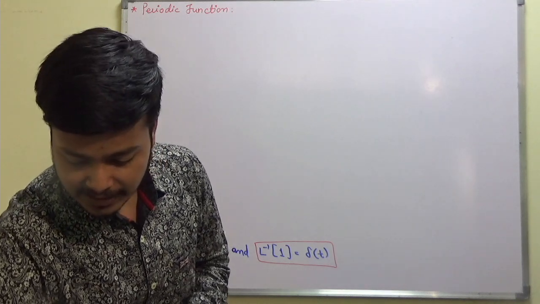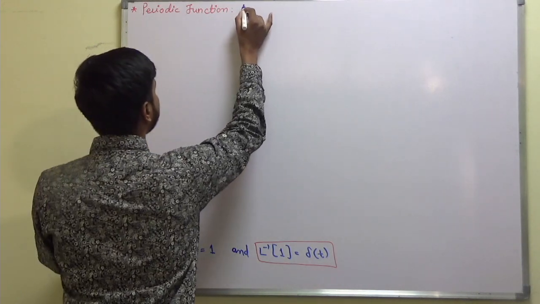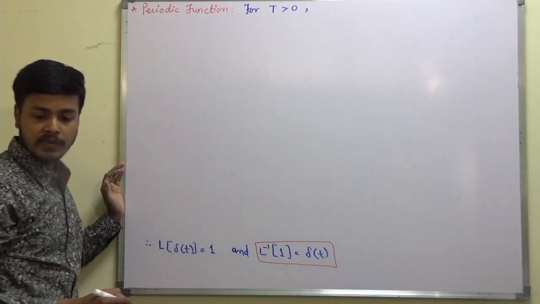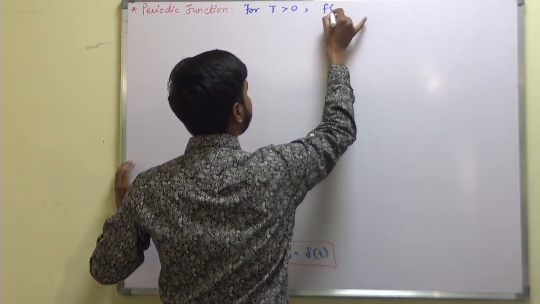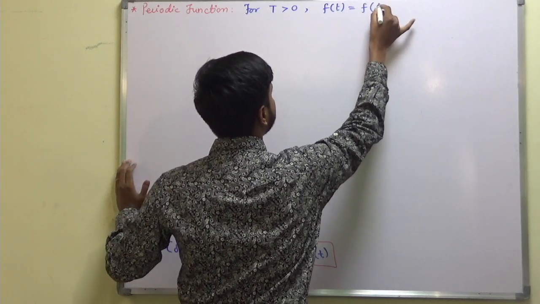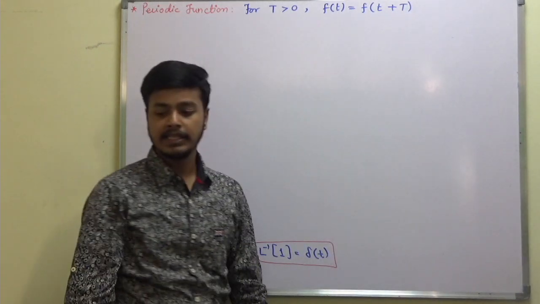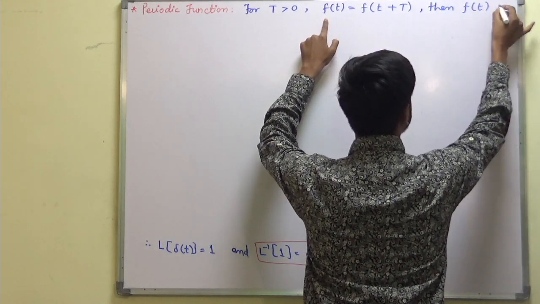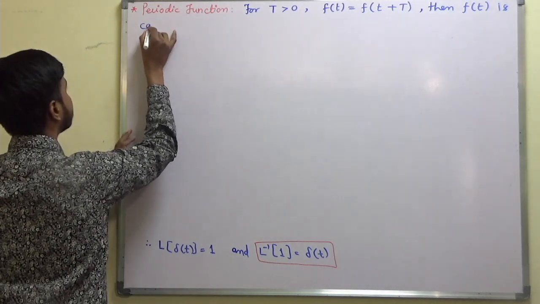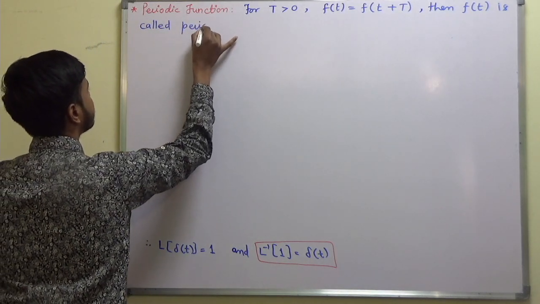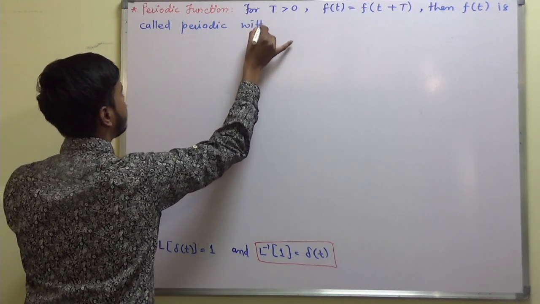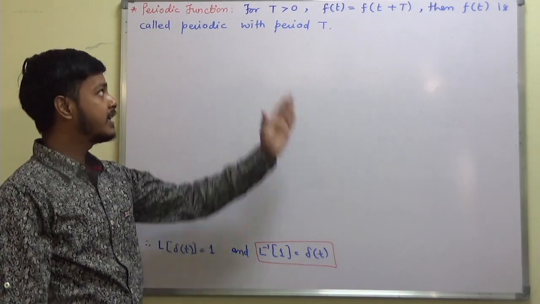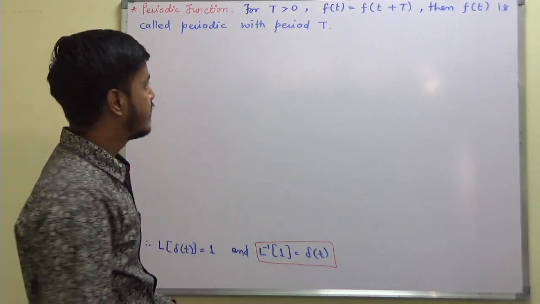If you talk about the mathematical definition, for t greater than 0, if f of t is equal to f of t plus T, then this function f of t is called periodic with period T. It should be greater than 0, which you have to take care of, with period T.